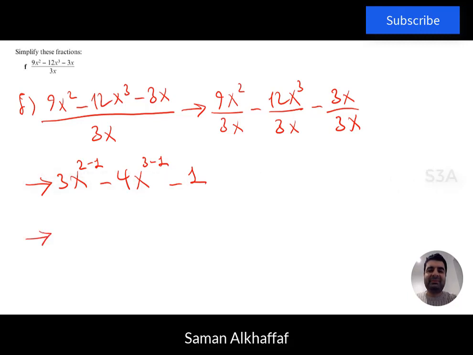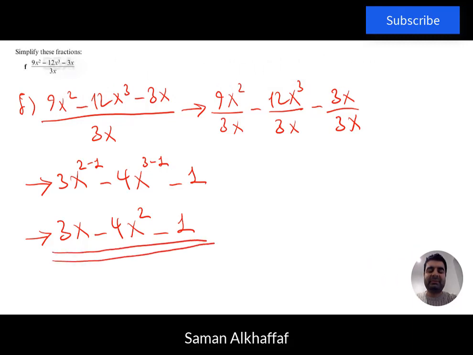Now to simplify this expression further, that would give us 3x minus 4x squared minus 1, and this will be our answer for simplifying this expression.